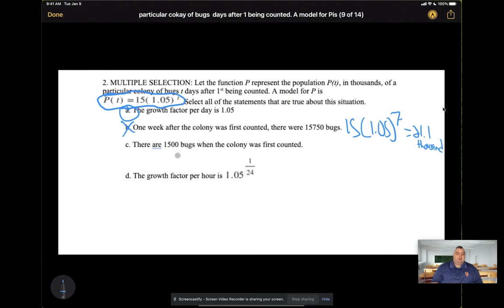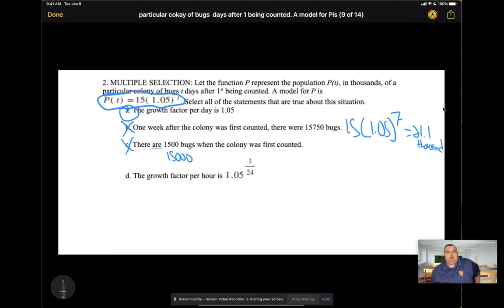C, there are 1,500 bugs when the colony was first counted. So in other words, 1,500 is the initial value. Well, in this case, the initial value was 15, but we're told that that really means 15 thousand. So there aren't 1,500 bugs. There are actually 15,000 bugs when the colony was first counted. So C is not one of the answers.